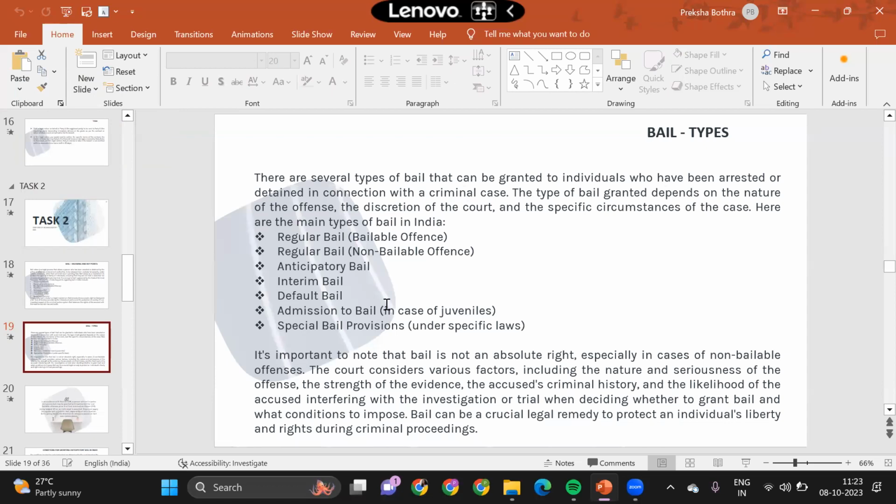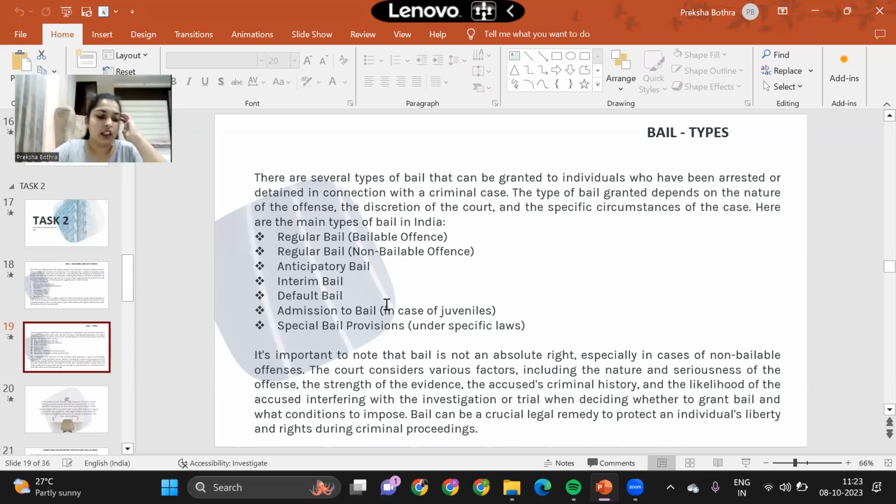Now your regular bail for non-bailable offenses, the accused does not have an automatic right to bail. In such cases the accused can apply for a regular bail to the court which has jurisdiction in that particular area. Again, it is granted on the discretion of the court. The evidence is produced by the accused, as well as certain conditions and terms that the courts impose before granting the particular bail in a non-bailable offense.